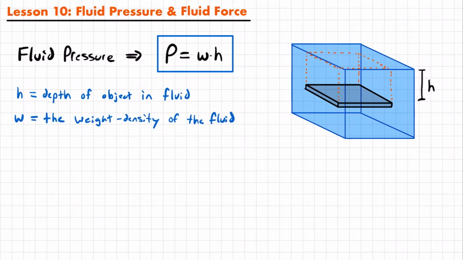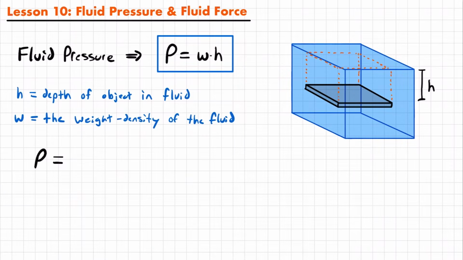We know, thanks to Pascal's principle, that the pressure exerted by a fluid at a specific depth h is transmitted equally in all directions for the surface. And so because of that, we know that fluid pressure is force per unit of area. And so let me show you how we know that. Remember that the fluid pressure is equal to the weight density of the fluid times the depth.